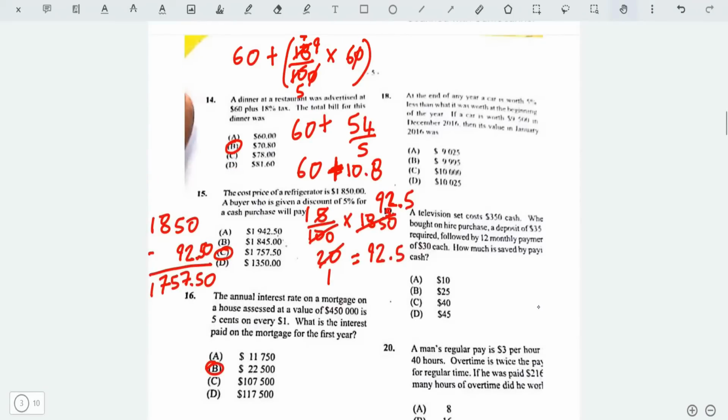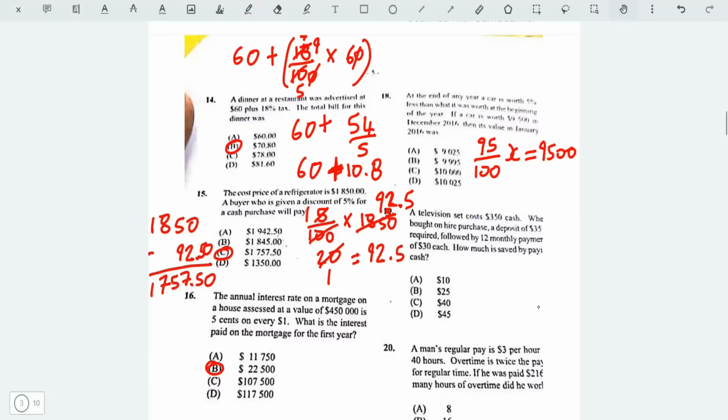Number 18. It says at the end of a year, a car is worth 5% less than what it was worth at the beginning of the year. If the car is worth $9,500 in December 2016, then its value in January was... so this is at the end of the year. So at the end of the year, it's worth 5% less. So if it's worth 5% less, that means that the car is now worth 95% of its true value. 95% of the original value X is 9,500. And we need to find out what X is.